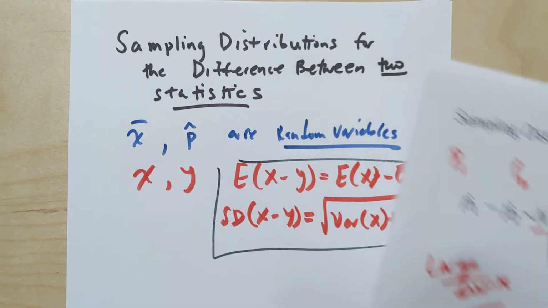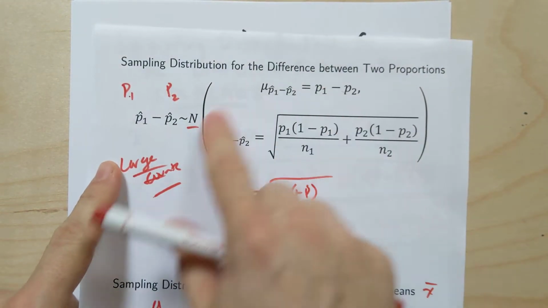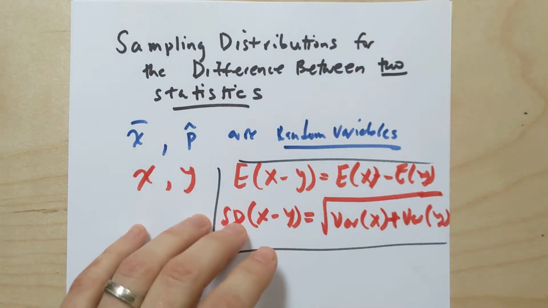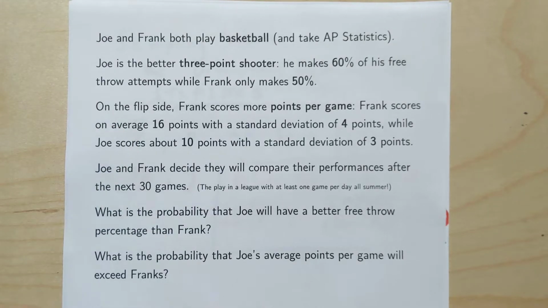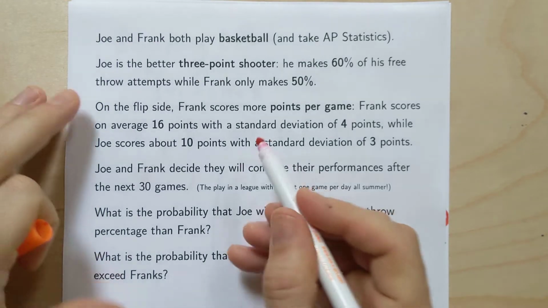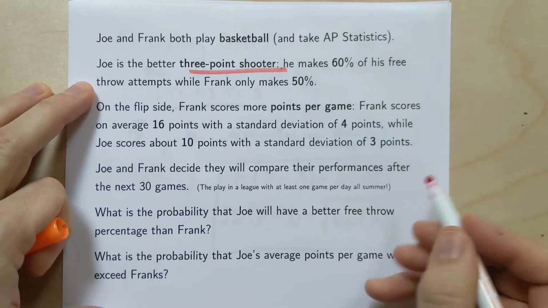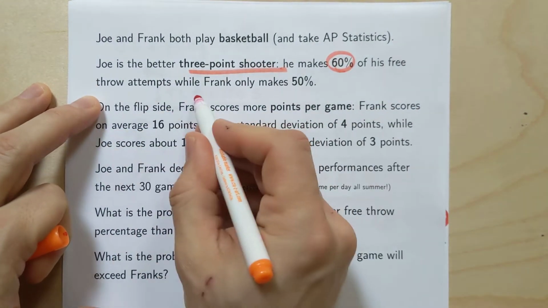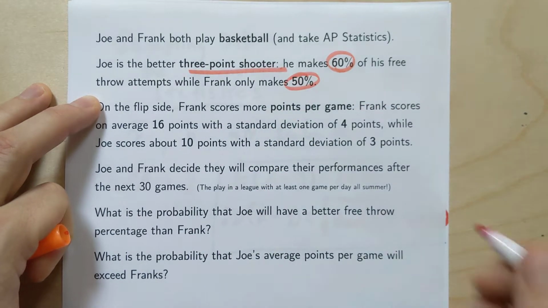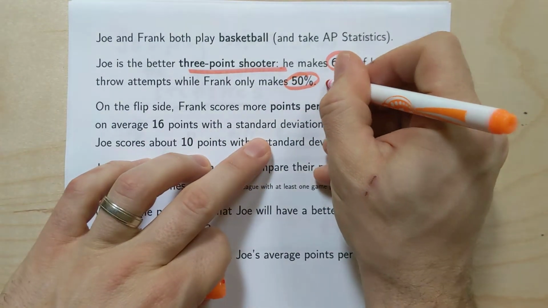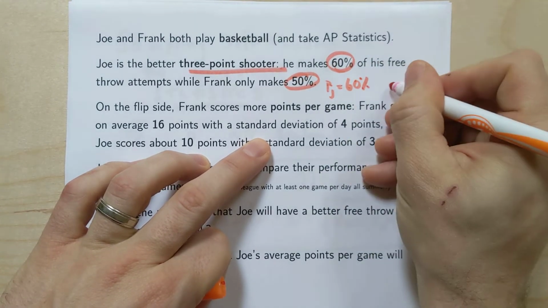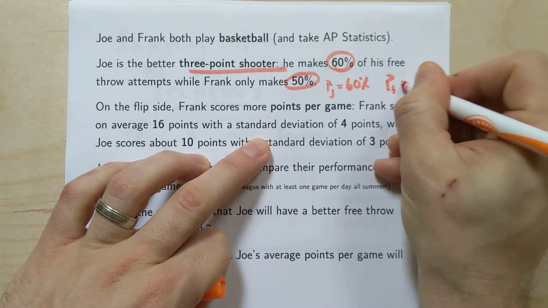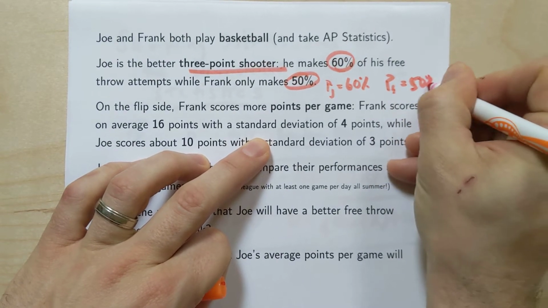So let's just look at a couple of quick examples where we put these formulas to the test, or rather just use them for something mildly interesting. Here we've got Joe and Frank. Joe and Frank are very competitive, and they both play basketball, and they happen to take AP statistics. As it turns out, based on past performance, Joe is the better free throw shooter, right? Joe makes 60% of his free throws, while Frank only makes 50%. So really quick, let's say p_J is 60% and p_F is 50%. So we'll take note of that.